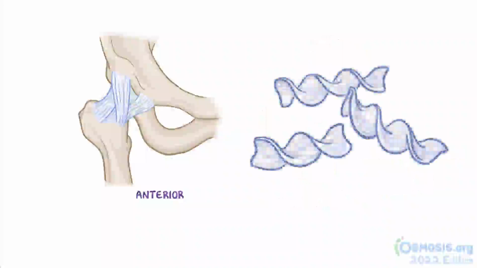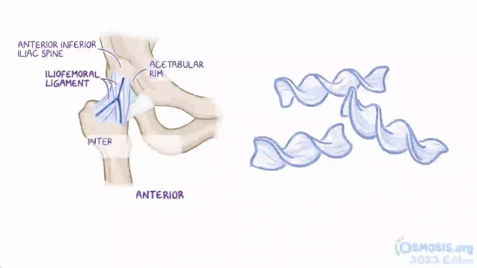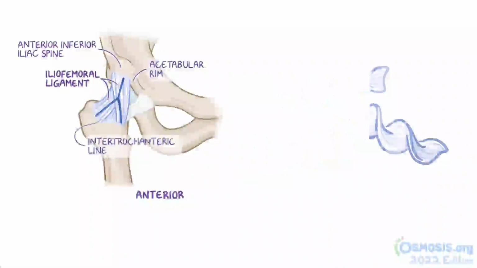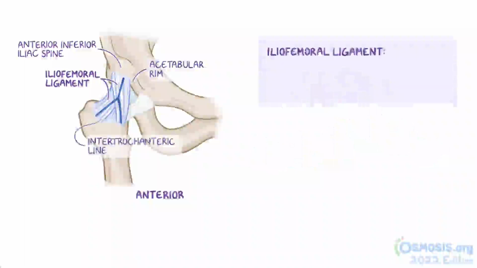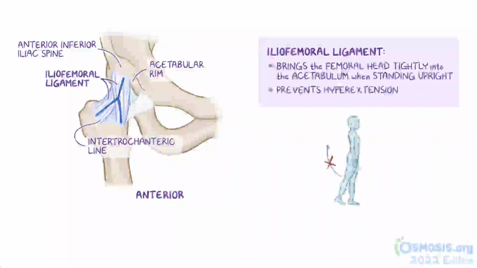Anteriorly and superiorly is the strong, Y-shaped iliofemoral ligament, which attaches to the anterior inferior iliac spine and the acetabular rim proximally, and the intertrochanteric line distally. Considered the body's strongest ligament, the iliofemoral ligament tightens and brings the femoral head tightly into the acetabulum when standing upright. This prevents the hyperextension of the hip joint.